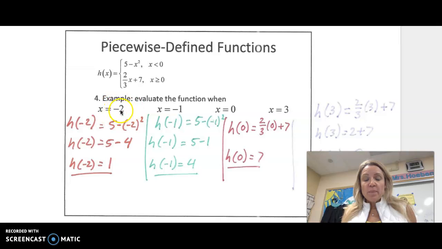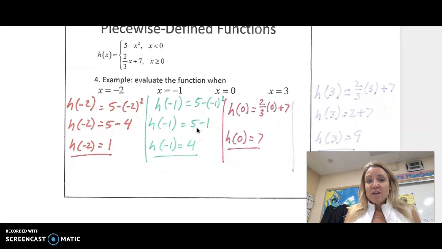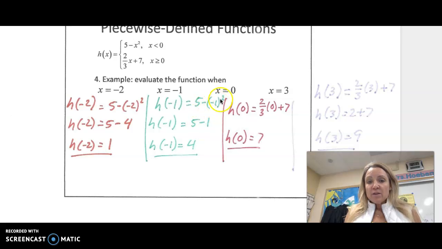So here, for the first one, they want us to plug in -2. -2 is definitely less than 0, so we're going to plug it into this function. So h of -2 is 5 minus the (-2) squared. (-2) squared is 4, and 5 minus 4 is 1. For the next one, we're going to plug in -1. -1 is also less than 0, so we're using the same function. We're going to have 5 minus the (-1) squared, and (-1) squared is 1. 5 minus 1 is 4.